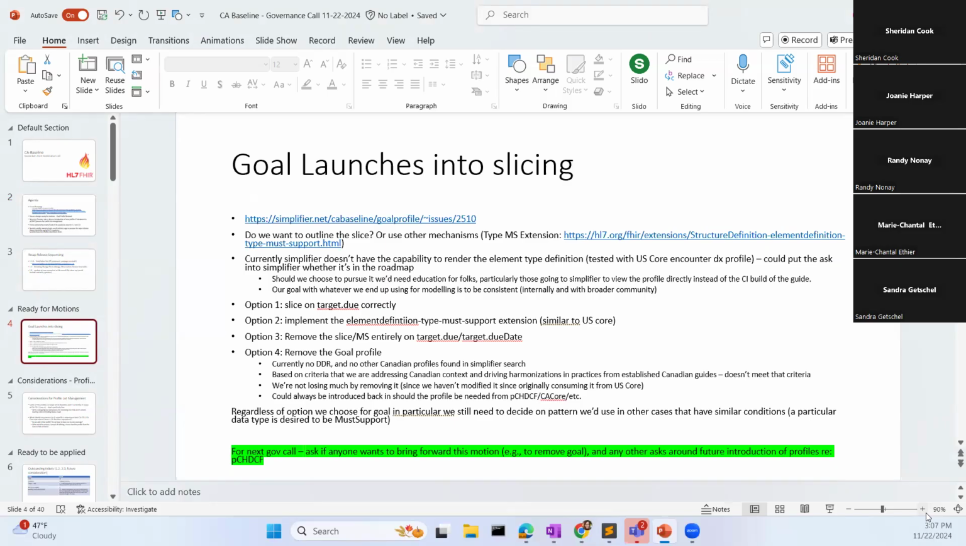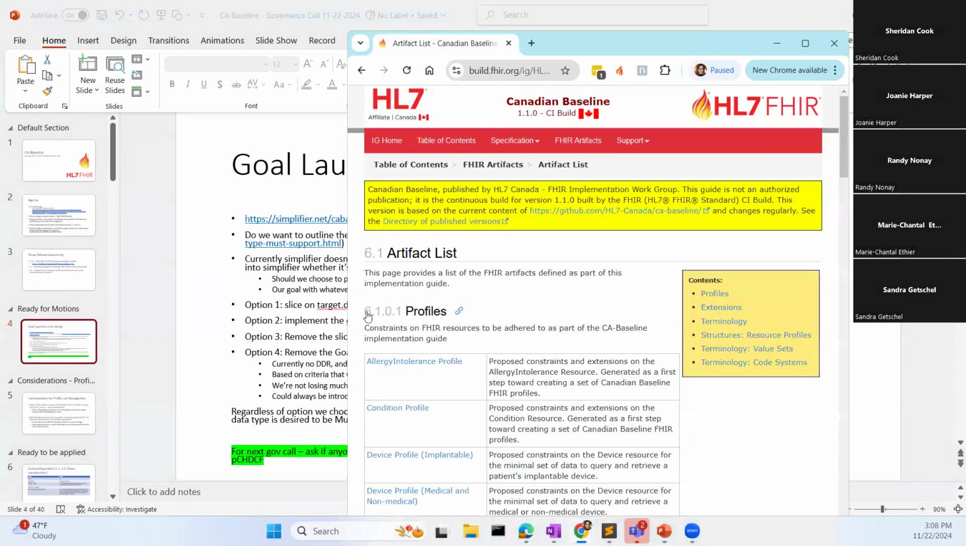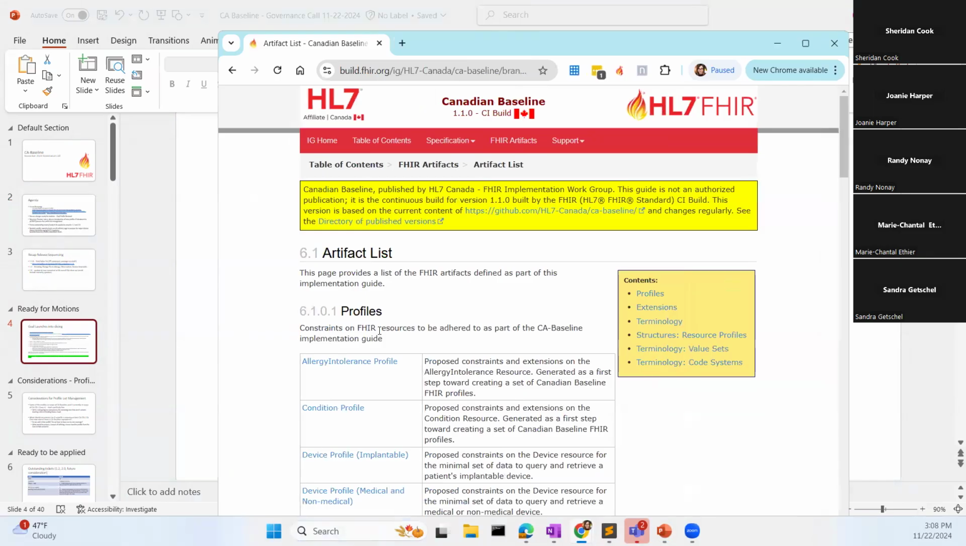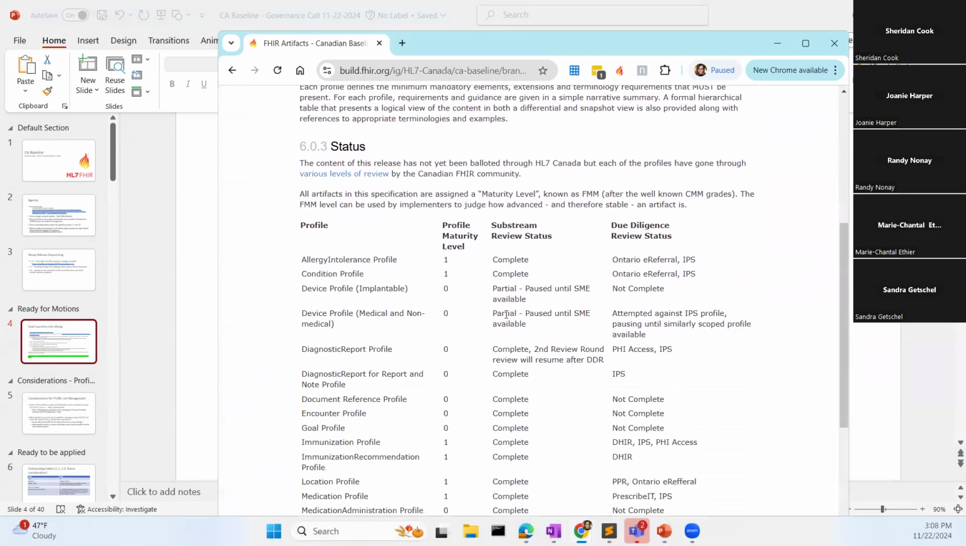And that profile, while it has gone through the initial development through our process 4 years ago, where we started with a list of what was present in the US core and then tried to apply Canadian constraints where they were applicable to that list, goal was one of them that largely hasn't progressed in any way since the initial introduction.